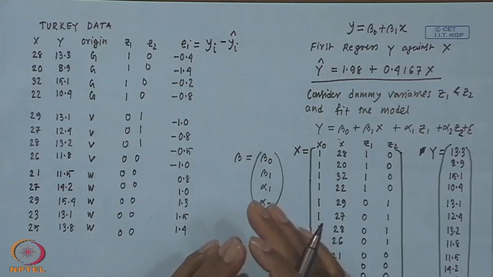So we cannot go for a simple straight line model between regressor and response variable ignoring the origin. Ignoring the origin means ignoring the qualitative information we have, that they are from three different origins. So here is the use of dummy variable. A dummy variable is used to incorporate qualitative information in the regression analysis.